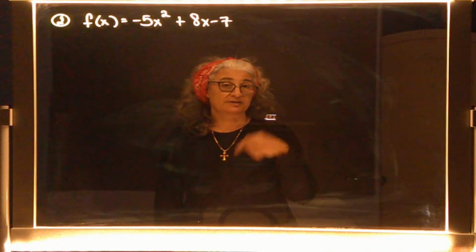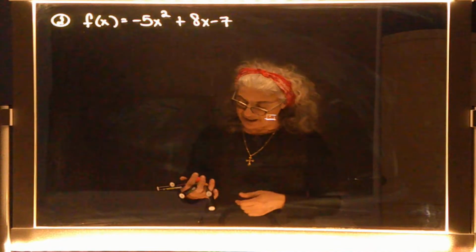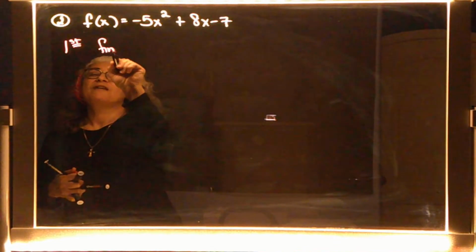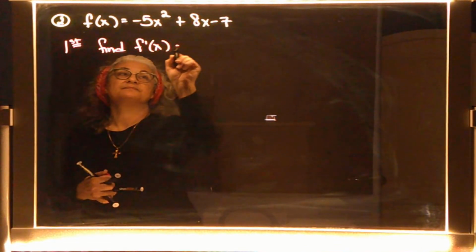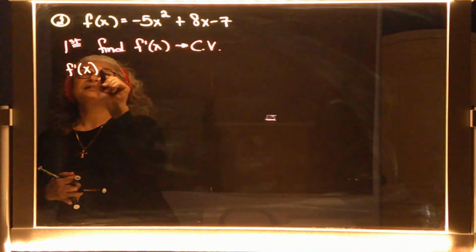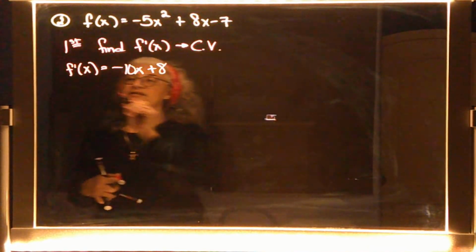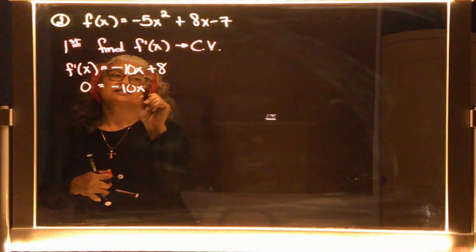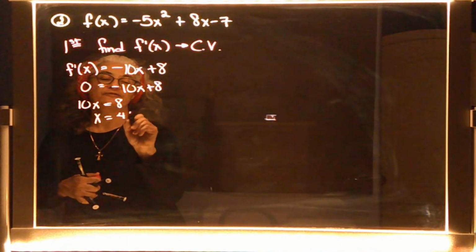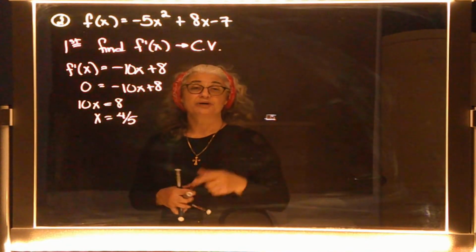Got another example. Let's look at this next example. Still asking us to find the relative extrema. So what do we do first? Yep, find the first derivative in order to find the critical value. Okay, so first derivative looks like, good, -10x plus 8, and then set it equal to 0 so you can find the critical value. So when I do this, looks like I get 4/5 after I reduce my fraction. Do you agree? Wonderful. Then what?